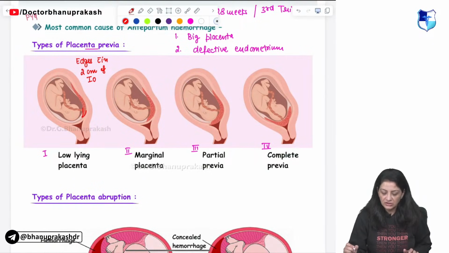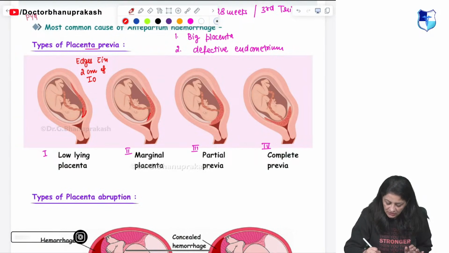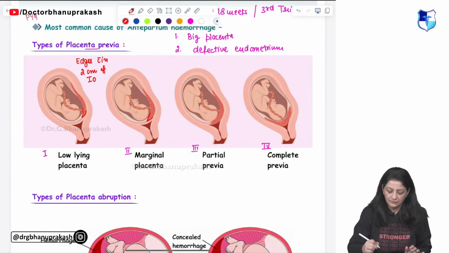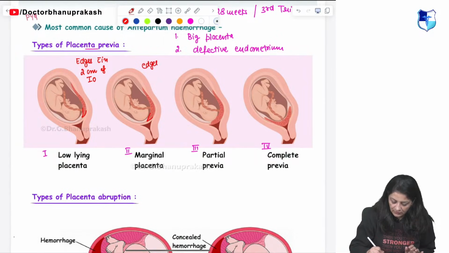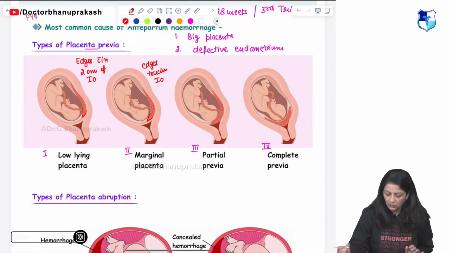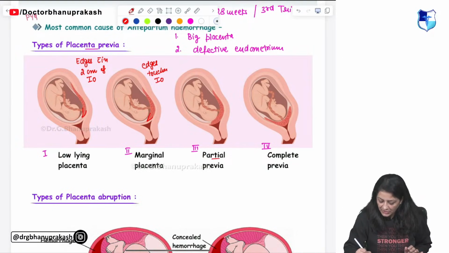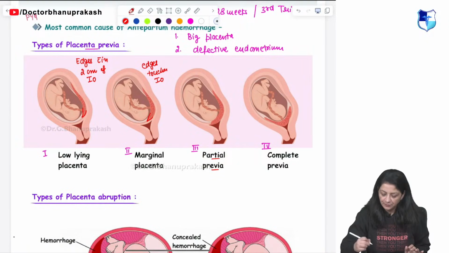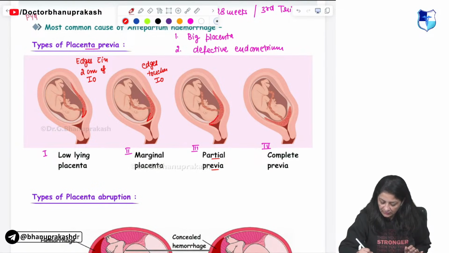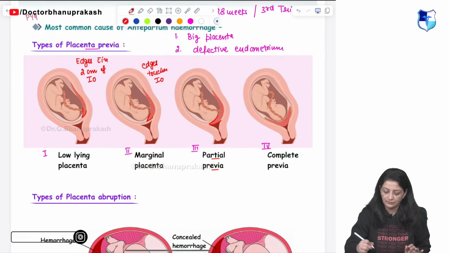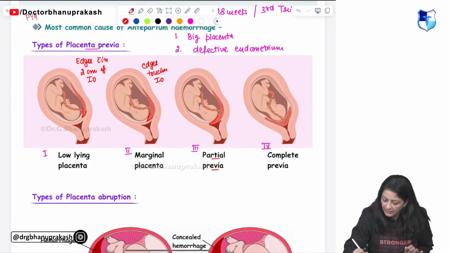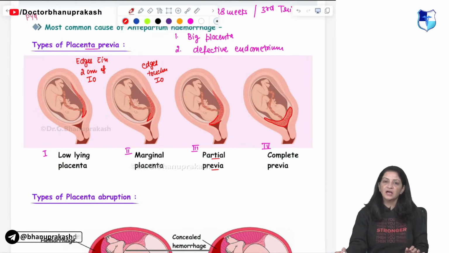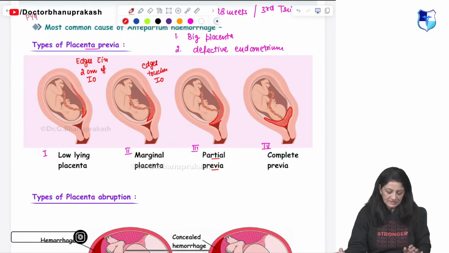Marginal placenta: the edges touch the internal os. Partial placenta previa means partially covering the internal os. Complete means completely covering the internal os. This is a complete placenta previa. So, 4 types.